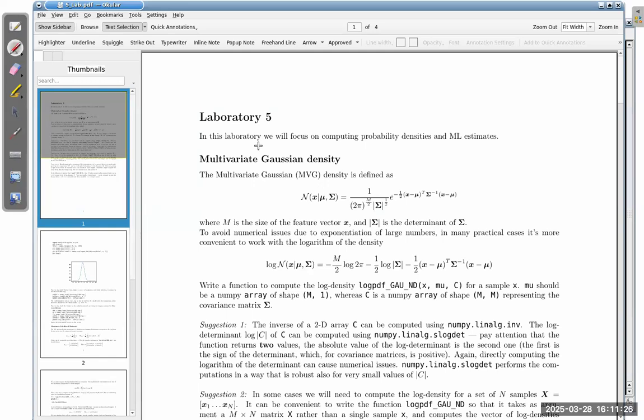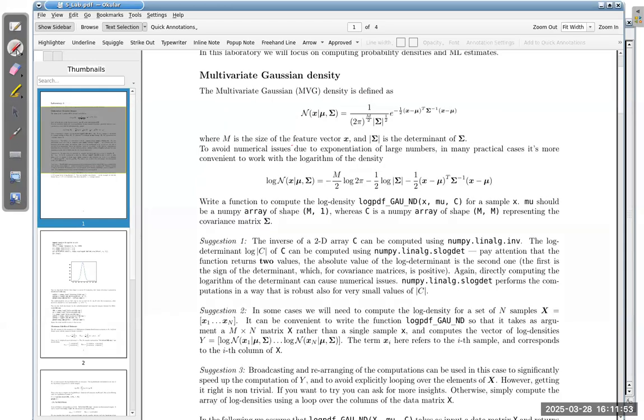Now, laboratory 5 will focus on what we discussed last week and ended up seeing yesterday: multivariate Gaussian densities and their maximum likelihood estimates. It's divided into two parts. The first will deal with the density, and the second part with maximum likelihood estimates. The first part will require you to write functions that compute the multivariate Gaussian density. We have seen the definition of the density in class, and again today. What we want to do is to write a function that computes the density.